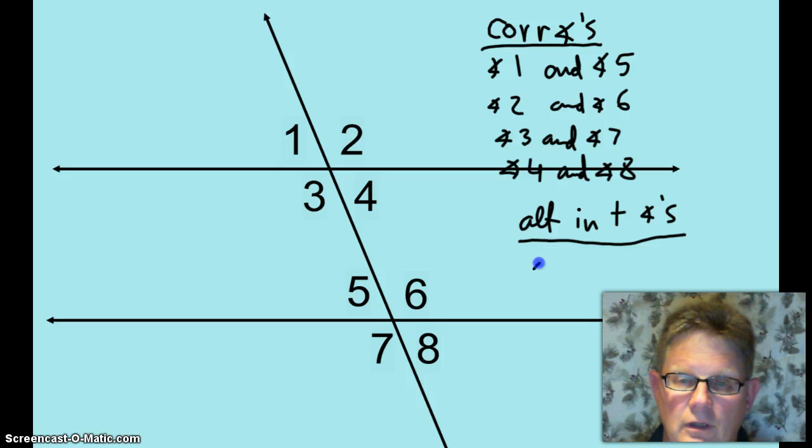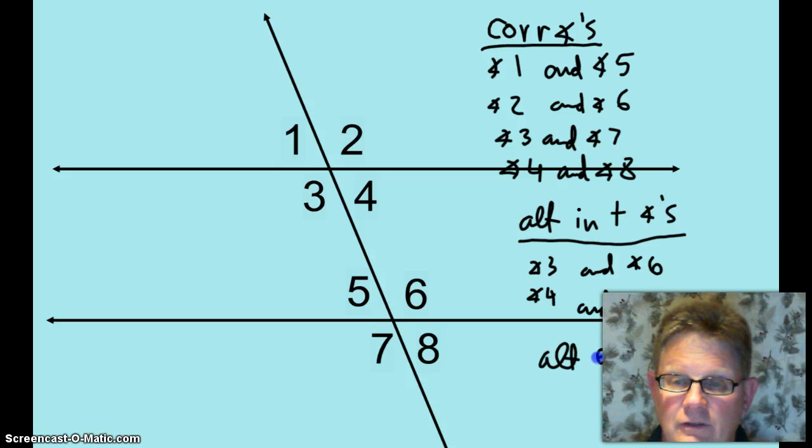Good. Angle 3 and angle 6. Those are alternate interiors. They're on opposite sides of the transversal, but they're inside. The other pair of alternate interiors, angle 4 and angle 5. The alternate exterior angles. Okay, they're on opposite sides and they're outside the lines. Angle 1 and angle 8. Angle 2 and angle 7.